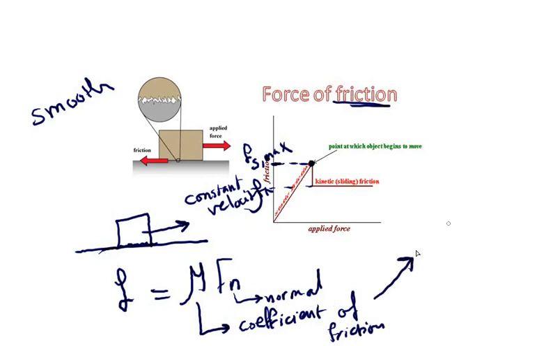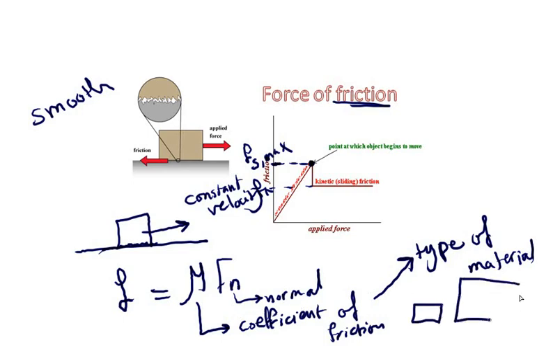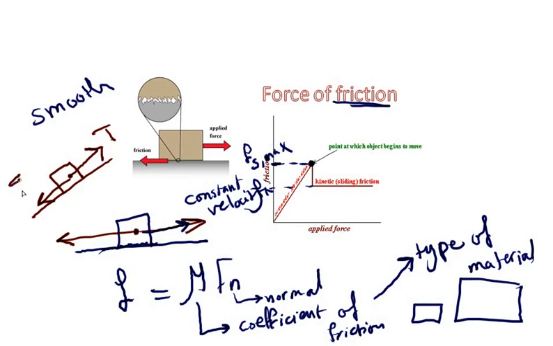Mu depends on the type of material, and it does not depend on the surface area. A small piece of wood will have the same coefficient of friction as a bigger one. So it depends on the type of material, not the surface area. The frictional force is always opposite to the direction of motion. So if this object is moving to the right, the friction is to the left. Also, if you have an object on an inclined plane and this object is being pulled up by a string, the frictional force will be down the incline.